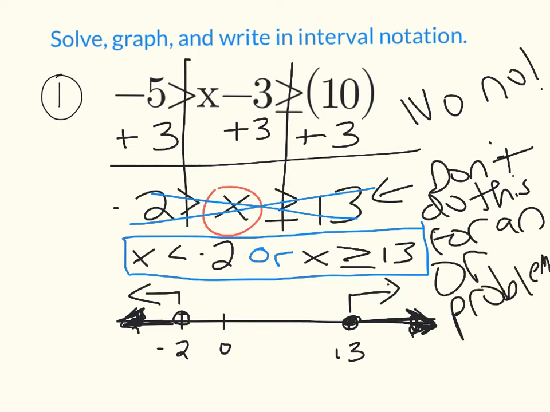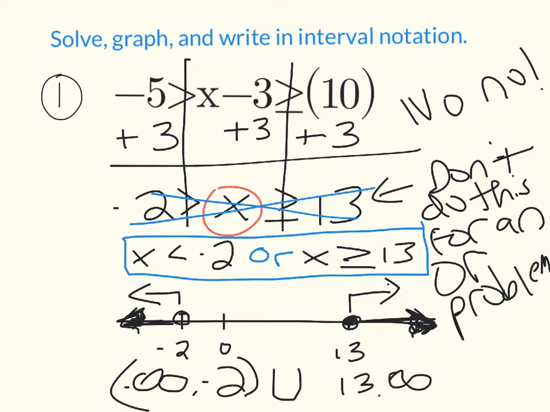Okay, let's do our interval notation because we can do that. We have two parts. We have -infinity to -2. That's on my left part. Again, it's going left, so infinity goes first. It's open, so I use a parenthesis. I'm going to use the U for union because there are two parts. And then on the right side we have 13, and it's going right, so it's going to positive infinity. So we use a bracket on that one.